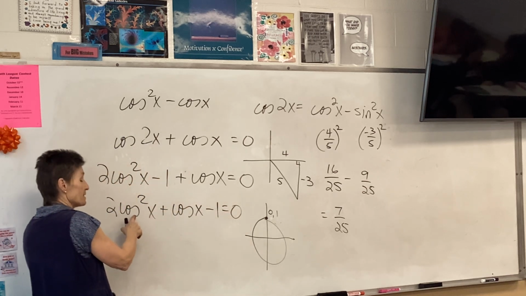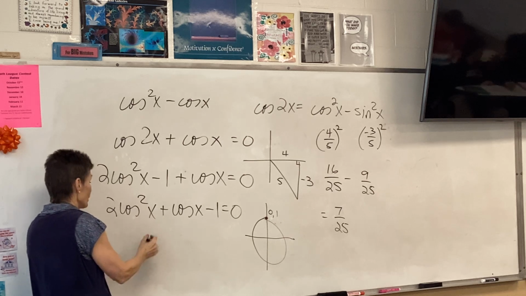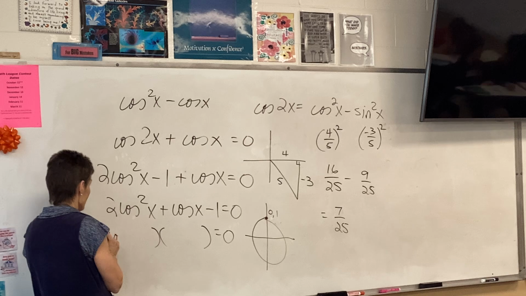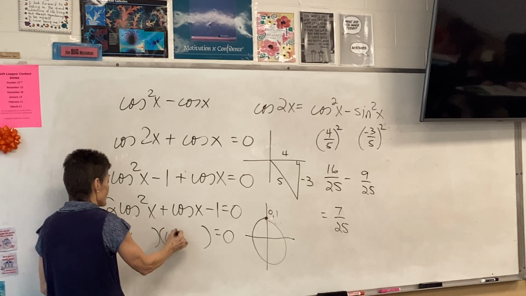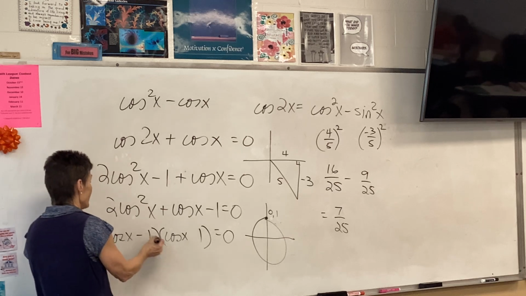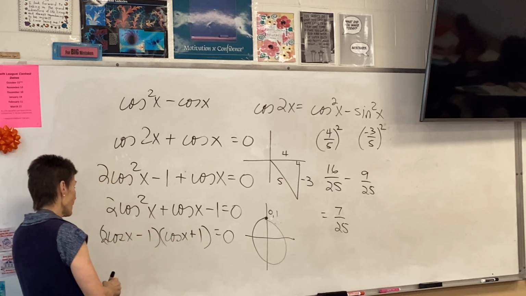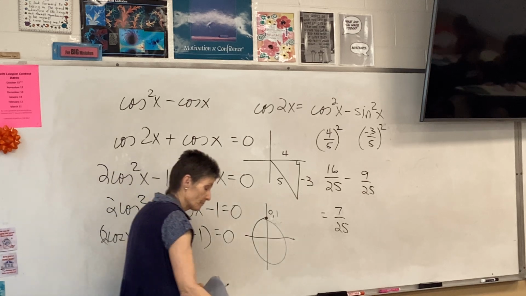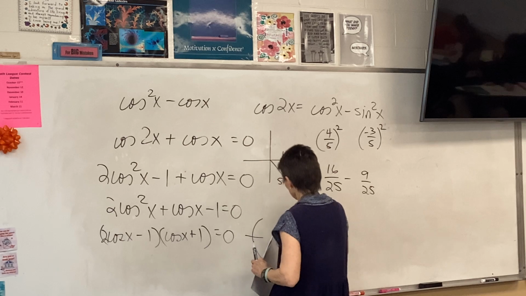You can factor. It's a squared, so we're gonna try to factor it. 2 cos x minus 1, cos x plus 1. 2 cosine and cosine, and then minus 1 and 1. Minus 1 plus 1. I think that's right. Let me do a quick double check. Yeah, that's right.